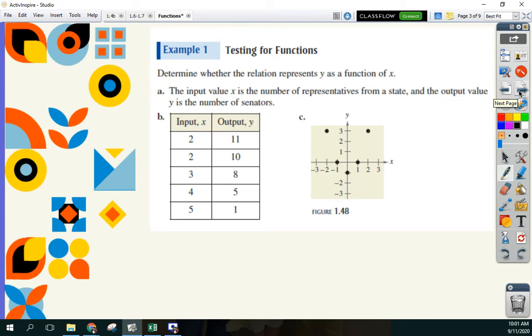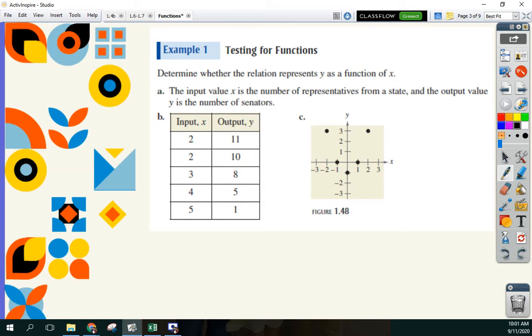So in our first example, it says determine whether the relation represents y as a function of x. And it gives us a couple of different representations here. So on part A, it says the input value x is the number of representatives from a state, and the output value, y, is the number of senators. Now, we're going to need to do a little bit of a history lesson, or government, to help us remember what our number of representatives and our number of senators are based upon.